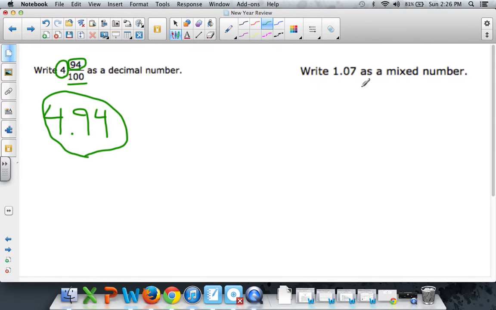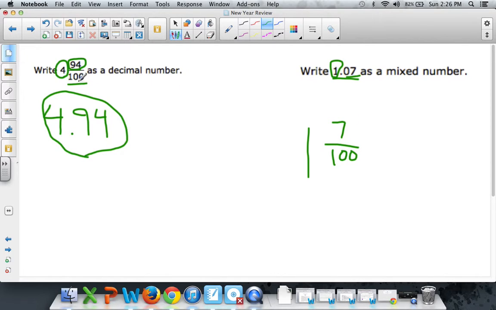How about this over here? Write 1.07 as a mixed number. Mixed numbers are fractions. So this 1 right here is to the left of a decimal. So it's a whole number. And this 0.07, well, 0.07 can be turned to a fraction just like that.